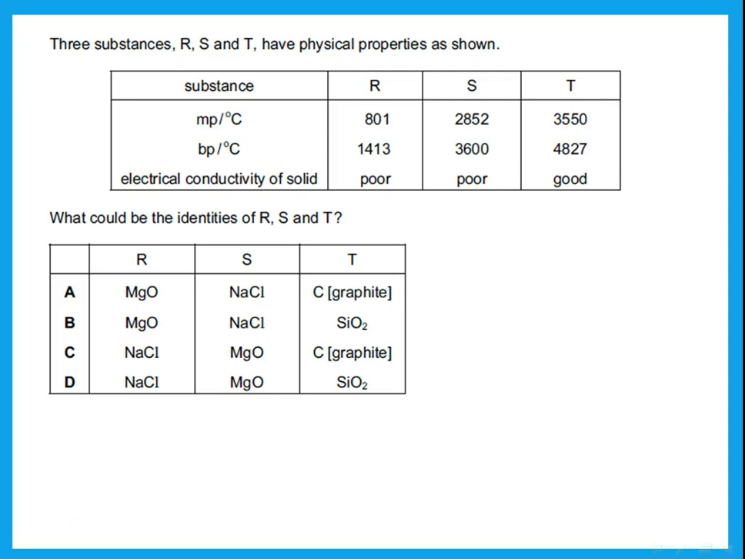Now, T, he says, has high melting point, high boiling point, so obviously it's a giant structure, and it has good electrical conductivity. So do you think it's graphite or silicon dioxide? Remember that graphite, we said, is the only non-metal that conducts electricity because it has free-moving electrons. Silicon dioxide does not have any free-moving electrons, so it does not conduct electricity.